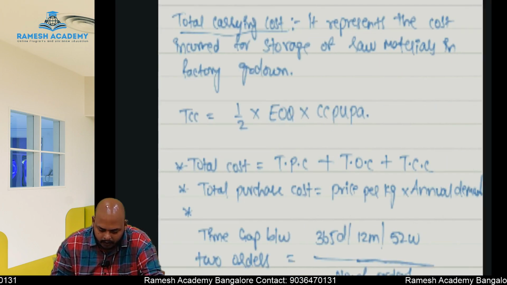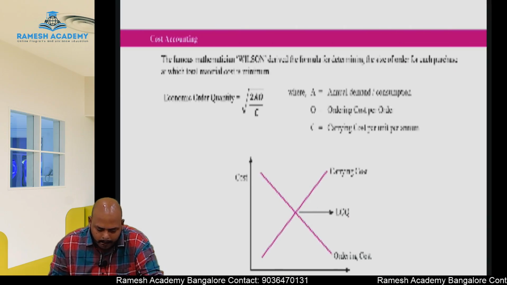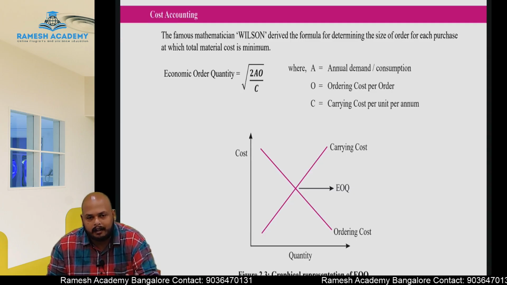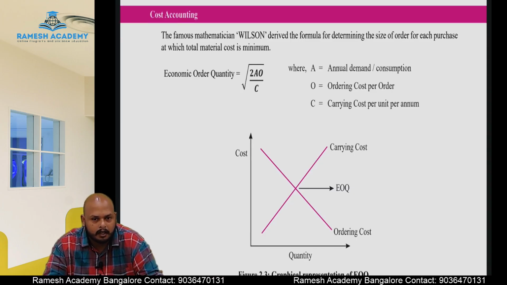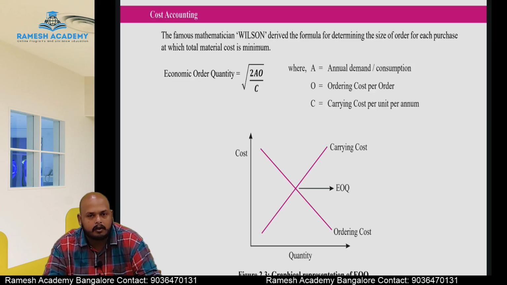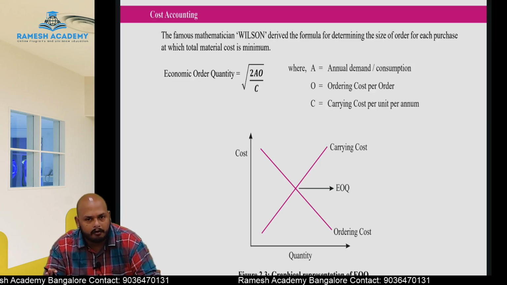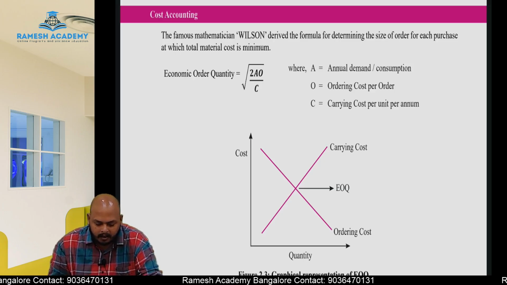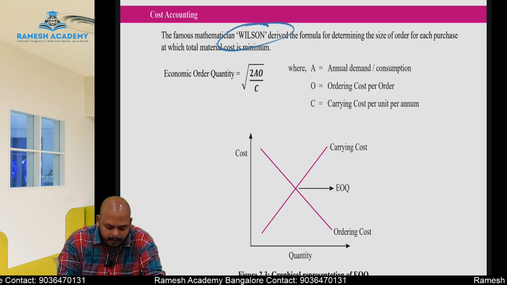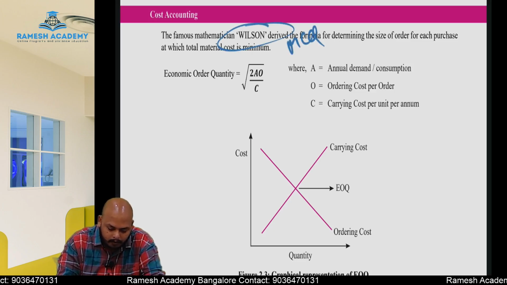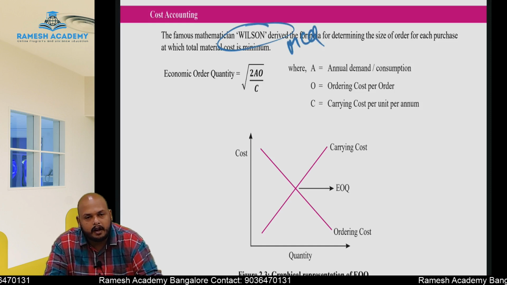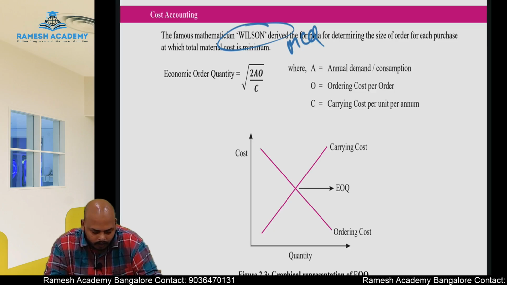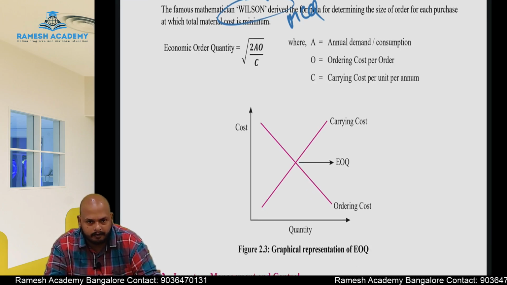And he gave the formula also here. In the ICMA material, once again I am telling you, he won't explain in complete coverage. He will just give an overview, that's all. The famous mathematician Wilson derived this formula. Sometimes there is a possibility that they can ask an MCQ question. The person who derived the economic order quantity is Wilson. He is the person who invented this formula.